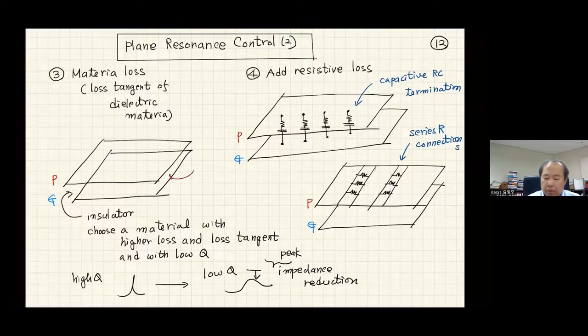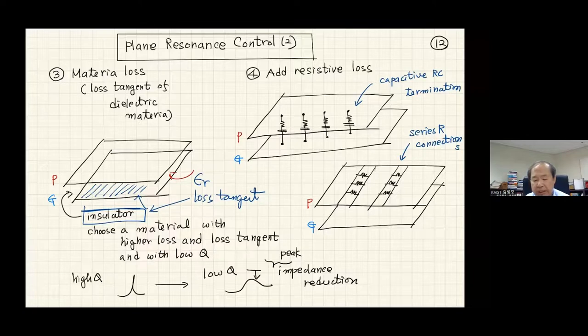Number three is loss, loss tangent. You remember that we are filling the space between the power and ground planes with an insulator. If you have an insulator, it may have certain losses. We're going to have skin effect loss and dielectric loss at really high frequencies. Sometimes this loss helps. In a signal line, transmission line loss will create ISI and jitter. To overcome those jitters, we use equalizer and pre-emphasis circuits.